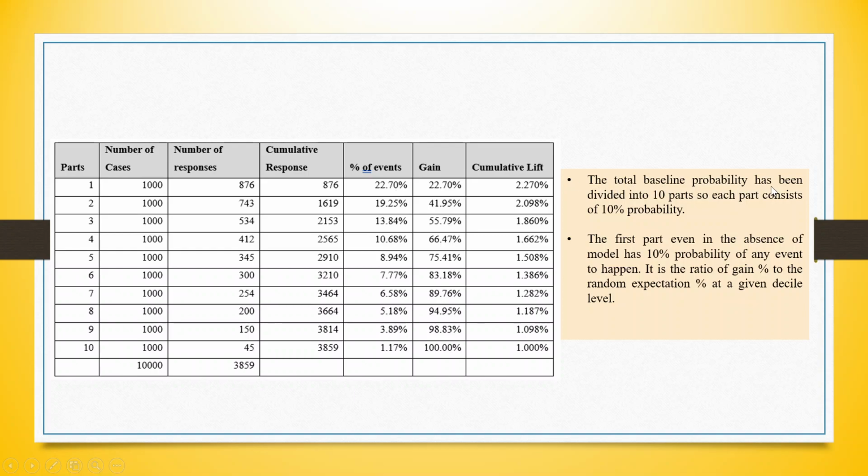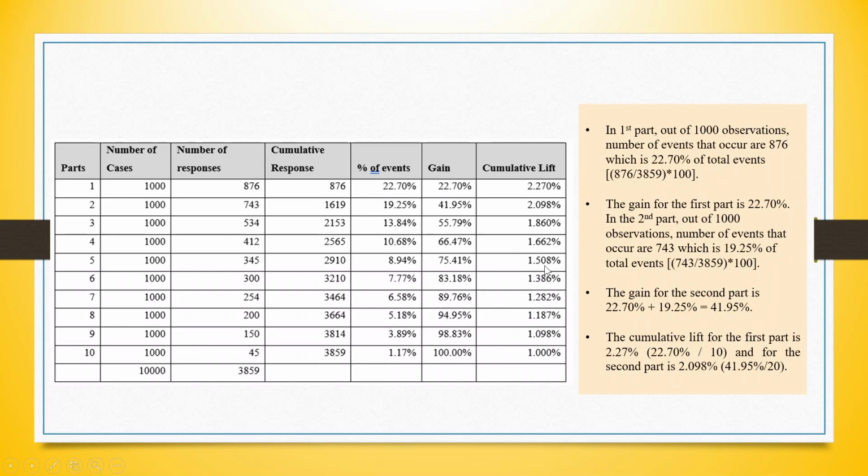The total baseline probability has been divided into 10 parts, so each part consists of 10% probability. The first part, even in the absence of the model, has 10% probability of any event to happen. Lift is a ratio of gain percentage to the random expectation percentage at a given decile level. Now, how to interpret this lift chart? In the first part, out of 1000 observations, the number of events that have occurred are 876, which is 22.7% of total events. So 876 divided by 3859.